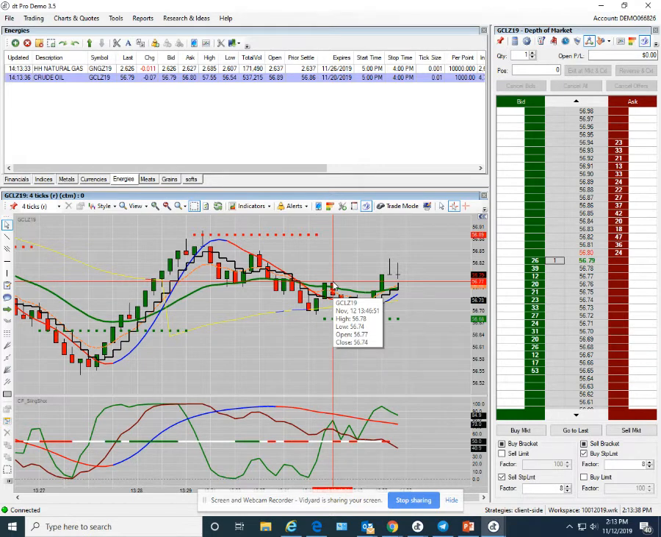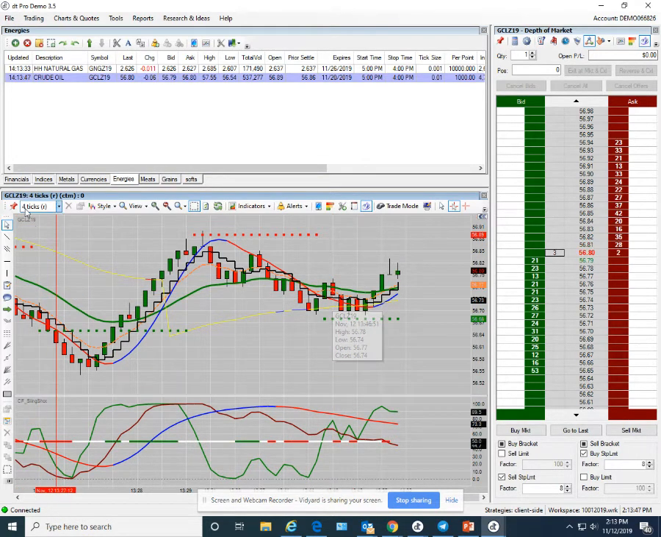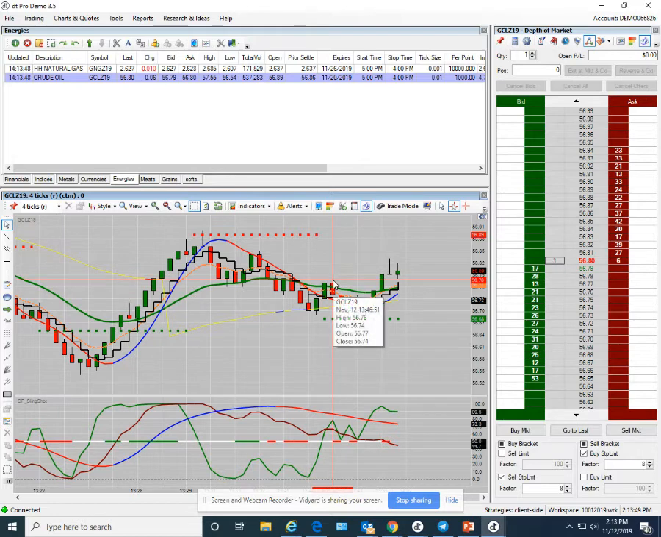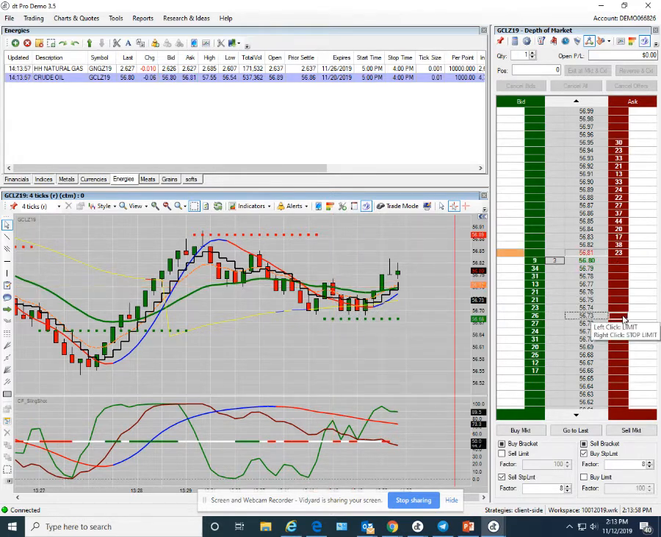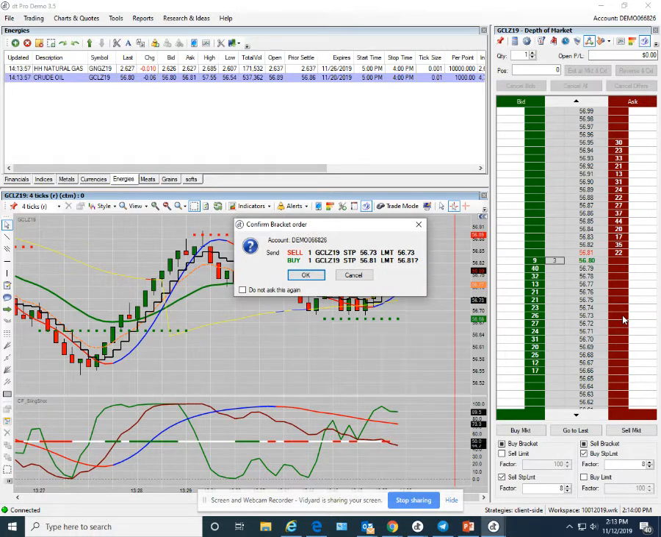This is more of a bearish setup. If we know the high is 56.78, the low has to be 74 because we're on a 4-tick range chart, right? Take then the high, 78, and subtract 5. Right click at 73. Okay?